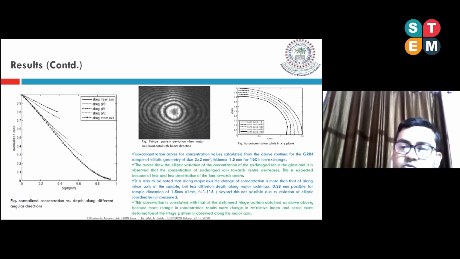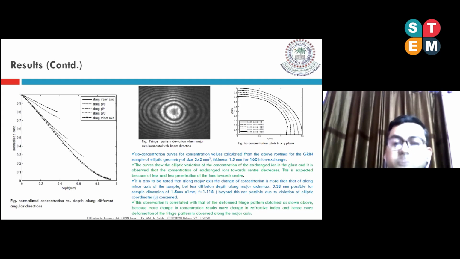Basically, there are two processes involved. One is the exchange from the surface to the molten salt bath, and the exchanged ions on the surface go inside by the diffusion process. So this diffusion process is actually a decaying process, and it will be reducing towards the center. So the concentration change will be replicating this physical process.